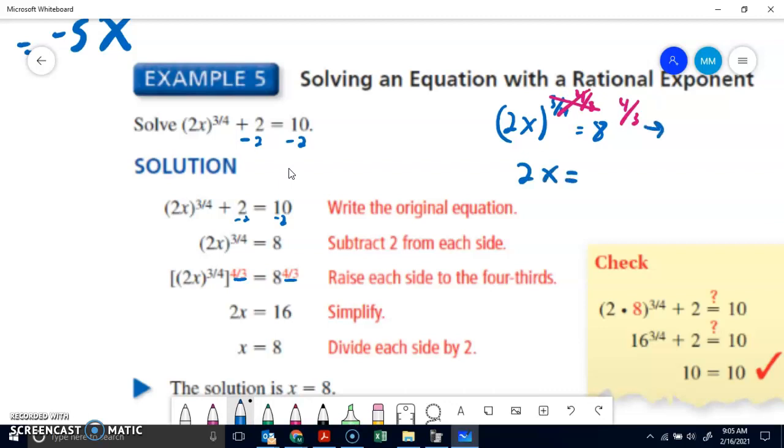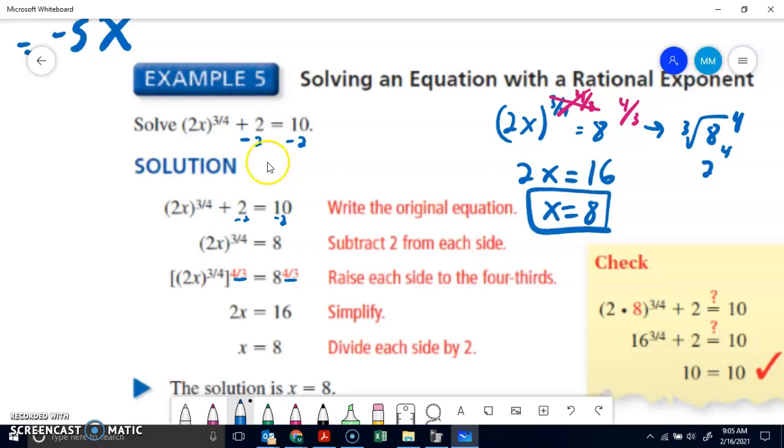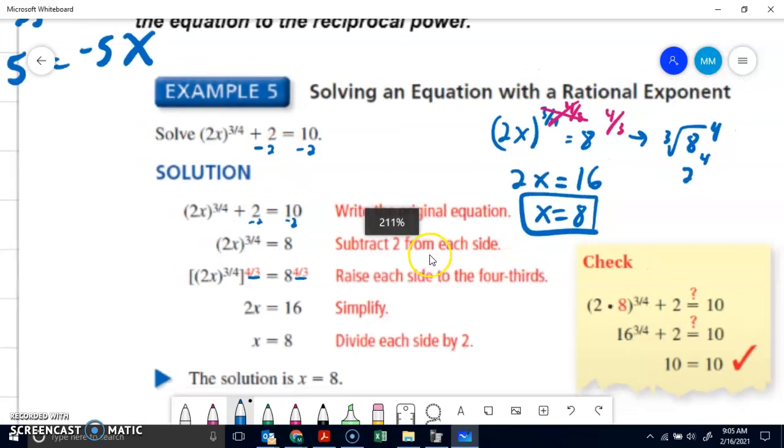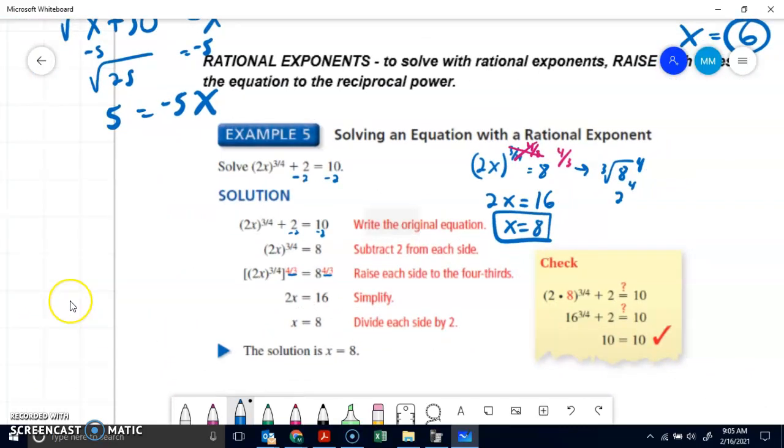Now we know how to do this. We know the denominator is the index. So that means take the cubed root of 8 and raise it to the 4th power. That's what 4/3 means as an exponent. Cubed root of 8 is 2. 2 to the 4th power is 16. And then I get x equals 8 as the final answer. Okay, so again, just like yesterday's, only you're using fraction exponents, and you have to do the reciprocal power.